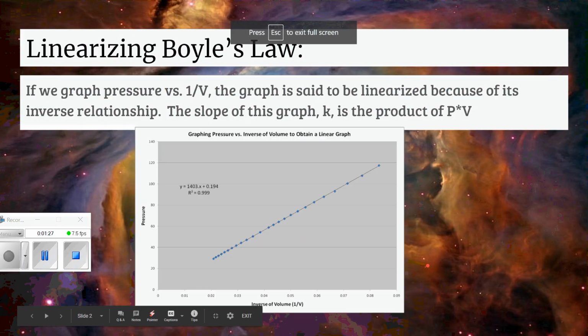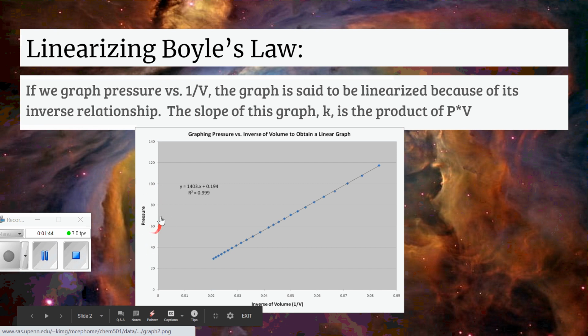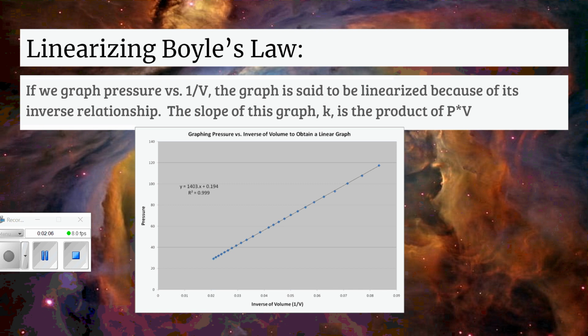All right, linearizing Boyle's Law. So, as I said in the previous slide, this is an inverse relationship. And if I want to make that inverse curve into a linear graph, what I can do is put pressure on the y-axis and the inverse of the volume on the x-axis. So this now turns the slope positive, and the slope will end up being a product of the pressure times the volume at a particular point. So that's what we mean by linearizing a function.